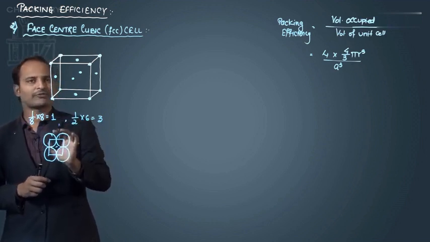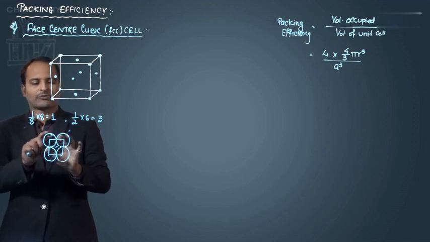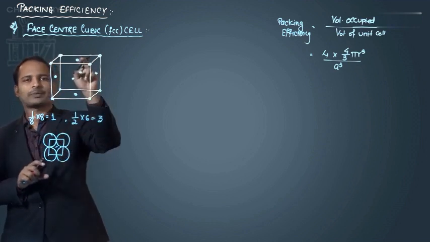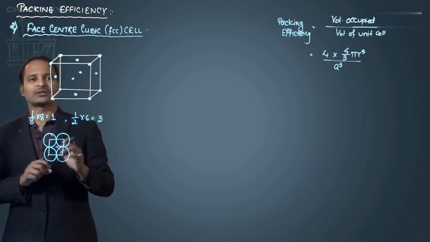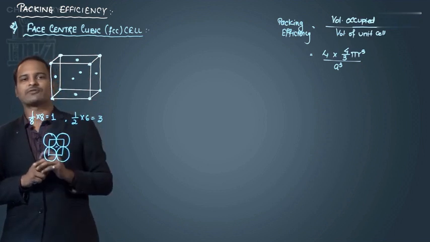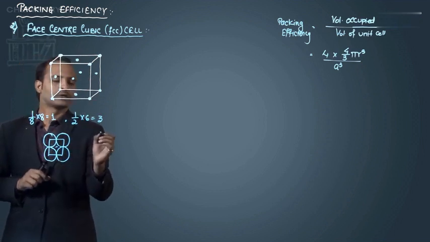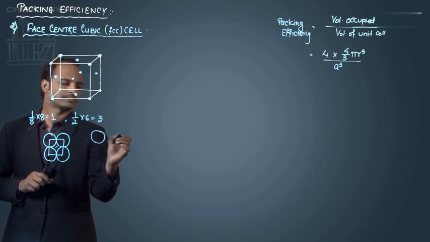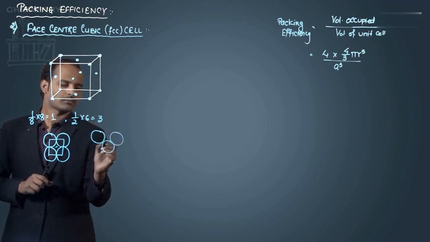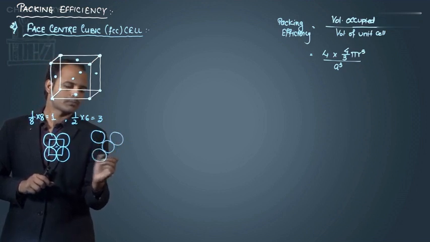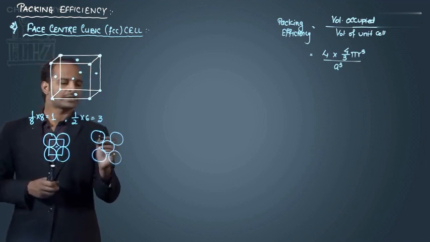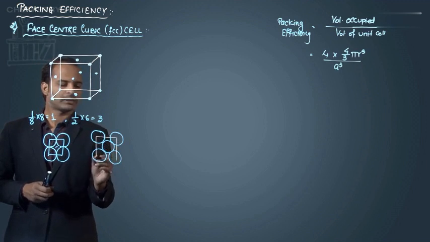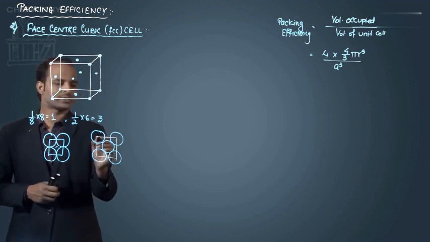But since we are fitting it, when I keep the 5th particle at the center, the other 4 particles will move slightly away from each other to provide proper space for this 5th particle present at the face center. So now it will become something like this. Now this is the condition for the FCC cell. These are the centers.